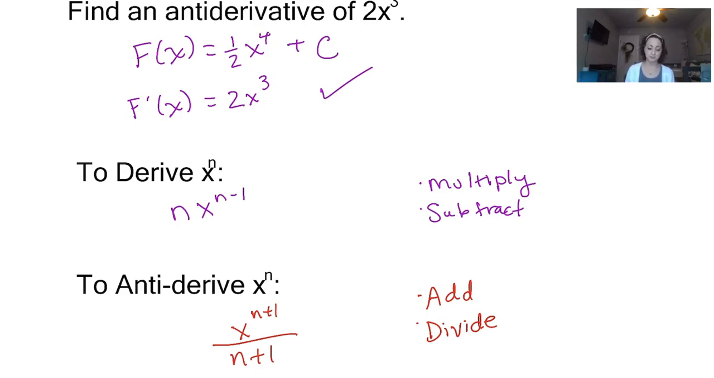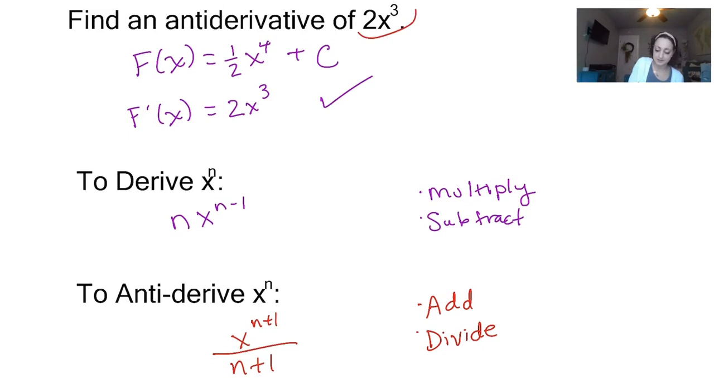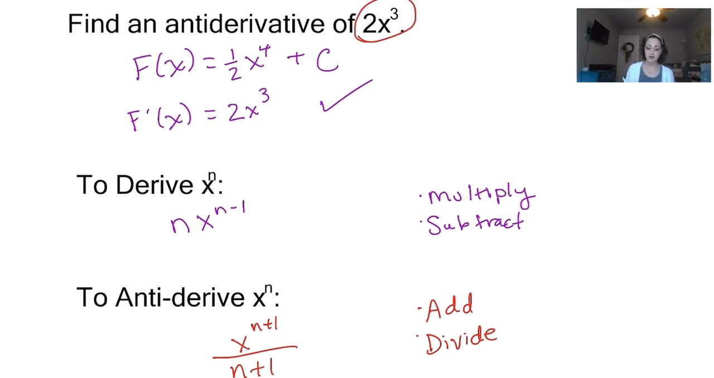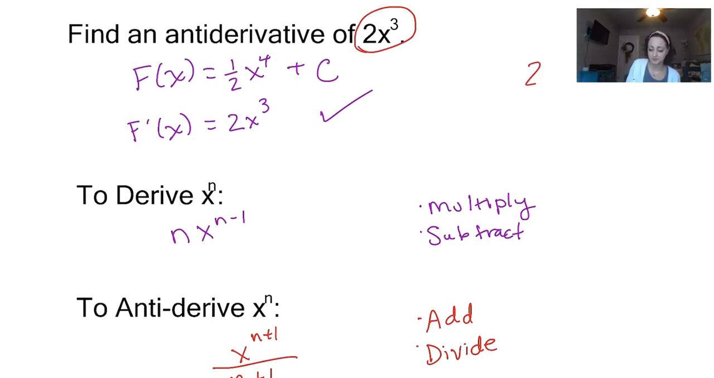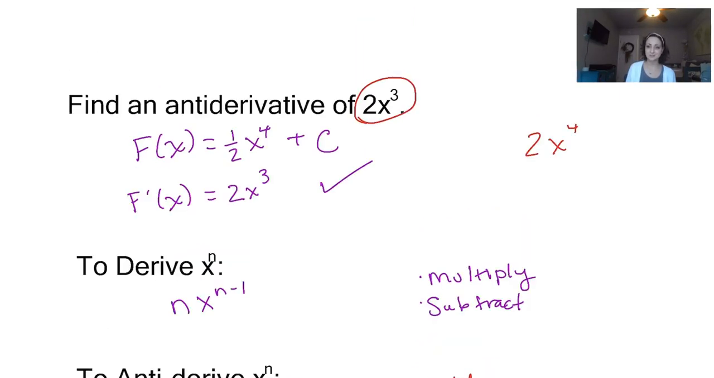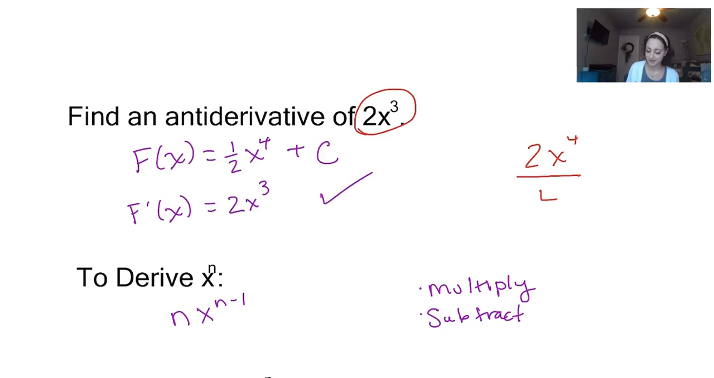So let's test it out with the one we just did. So let's test it here. So I am going to first bump the power up by 1. So my new power is going to be to the 4th. Now take my new power and divide. Let me give myself more space here. So I'm going to divide by 4, or which is the same as multiplying by a 4th, right? And 2 over 4 reduces to 1/2.